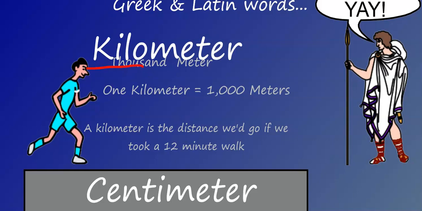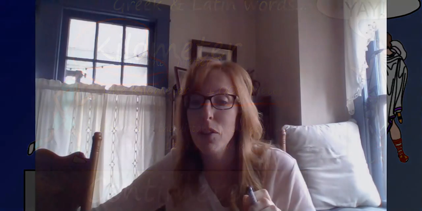We said that kilometer means 1,000. So kilo means 1,000. So if you have kilo meaning 1,000, it means 1,000 meters. So it's big. If you have your hands out like this, that's a meter. Then if you do this 1,000 times, like this 1,000 times, that would be a kilometer.